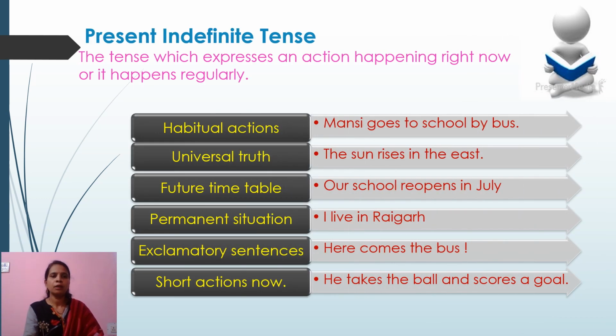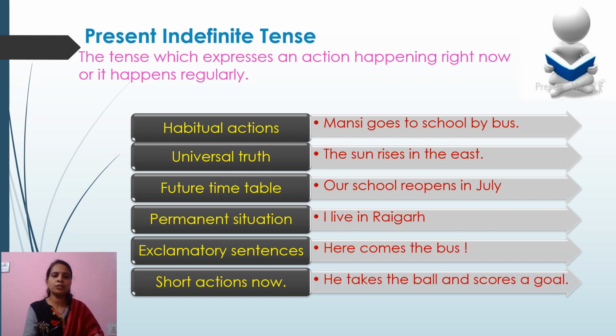Now let's see what is present indefinite or simple present tense. The tense which expresses an action happening right now or happening regularly. For example, some habitual actions like Mansi goes to school by bus. This sentence doesn't indicate when the action began. That's why the tense is also called indefinite. That means the time is uncertain or indefinite.